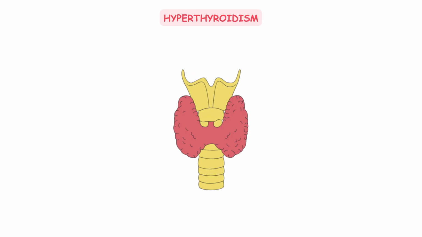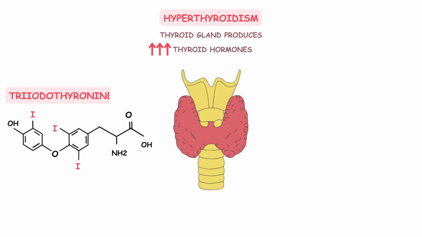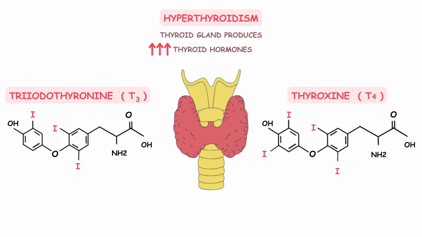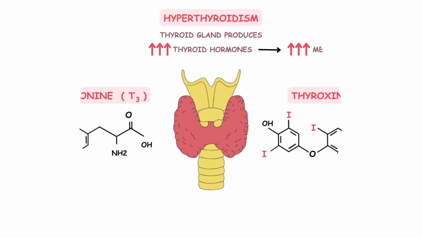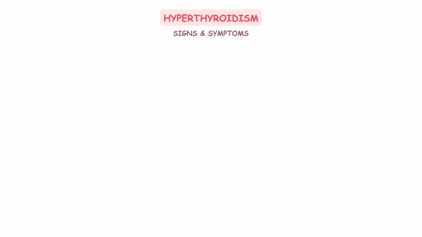Hyperthyroidism is a condition where the thyroid gland produces too much thyroid hormones, mainly T3 or triiodothyronine and T4 or thyroxine. This overstimulates the body's metabolism, and things start to speed up, sometimes a little too much. Now let's break down the key symptoms you will want to remember.